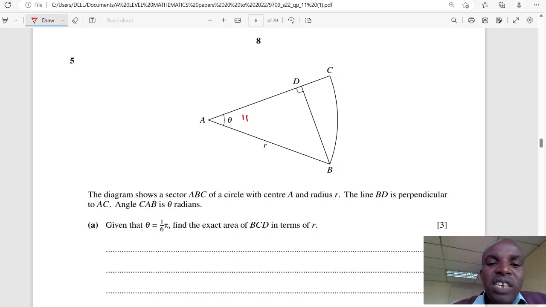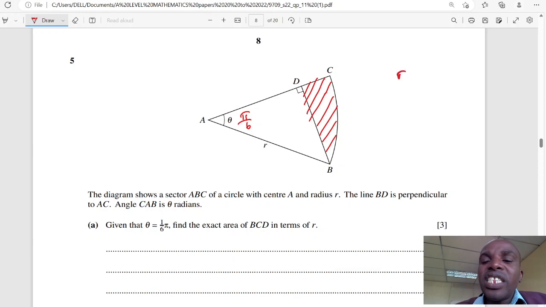So theta is now given as pi over 6. I want to find the exact area of BCD in terms of R. This is the shaded part, this is the one that you have to find. So for that you can check: area of the sector, the whole shape, minus the unshaded area, that is the area of a triangle. Area of a triangle, you can use half base times height or half AB sine theta.